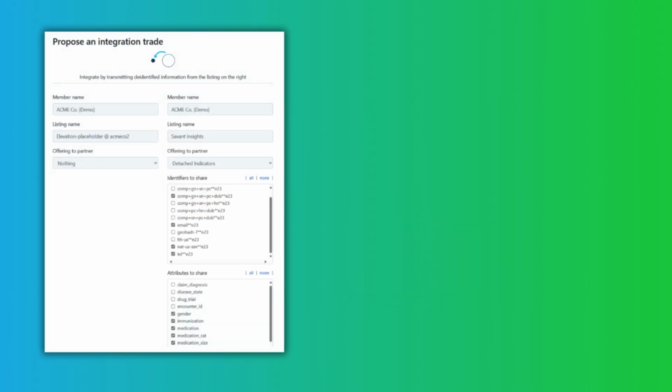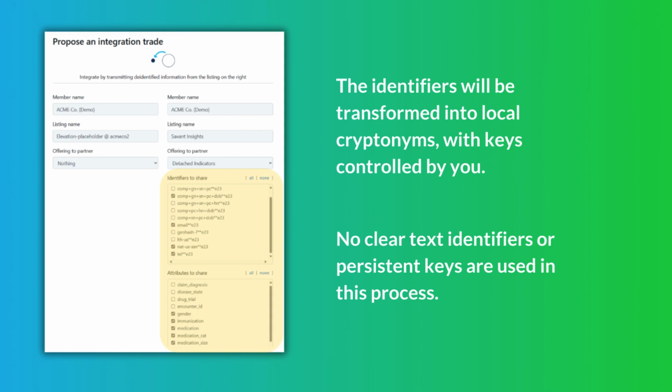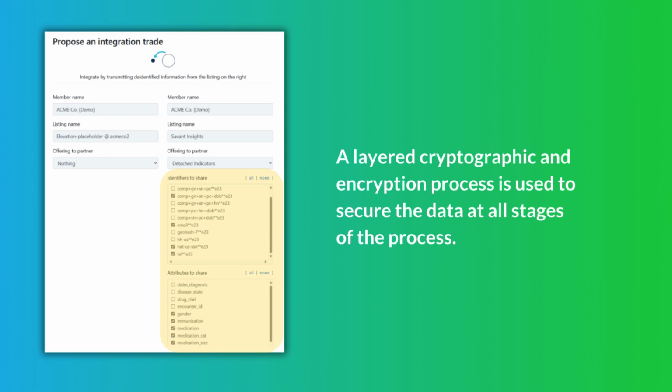I can select any combination of identifiers and attributes. The identifiers will be transformed into what we call local cryptonyms, with keys controlled by you. No clear text identifiers or persistent keys are used in this process. I click on the identifiers and attributes to be shared and enter a project name. A layered cryptographic and encryption process is used to secure the data at all stages of the process.